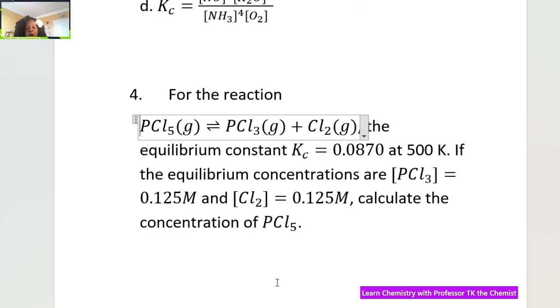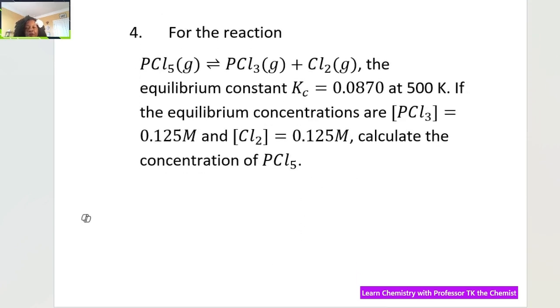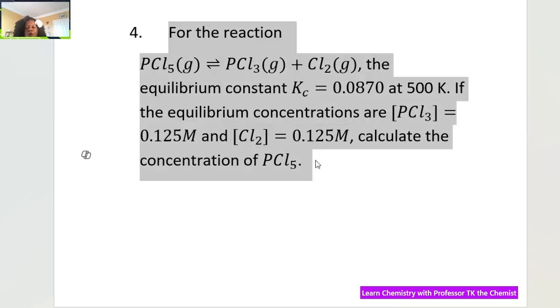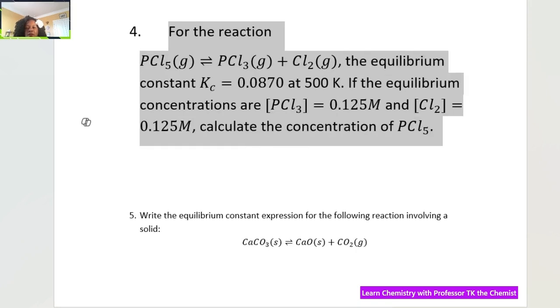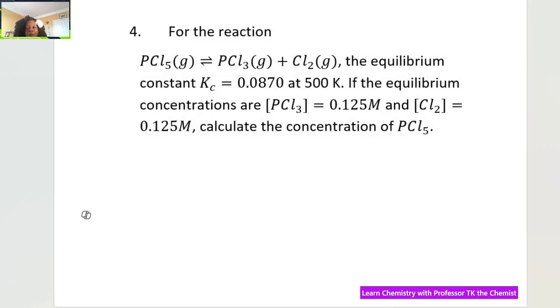This is your next problem that I want you guys to do right here. Number 4. Let me make this a little bit smaller for spacing purposes. Okay, there we go. So for number 4, right here.